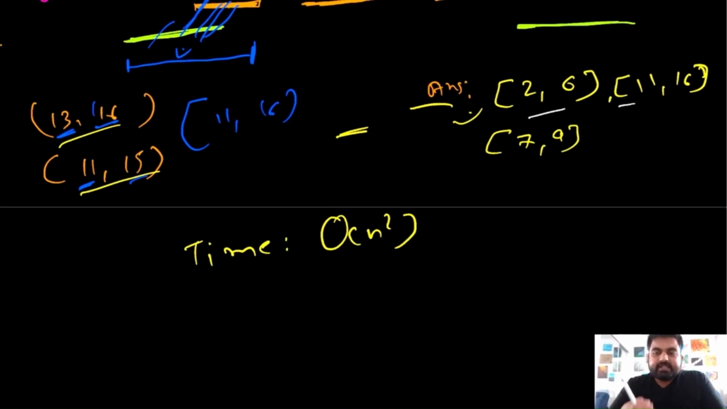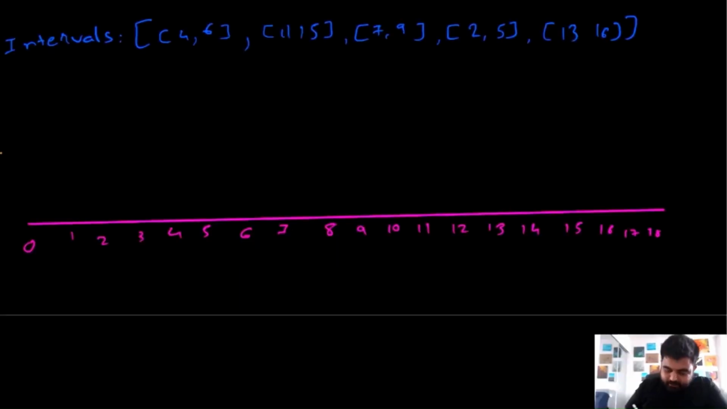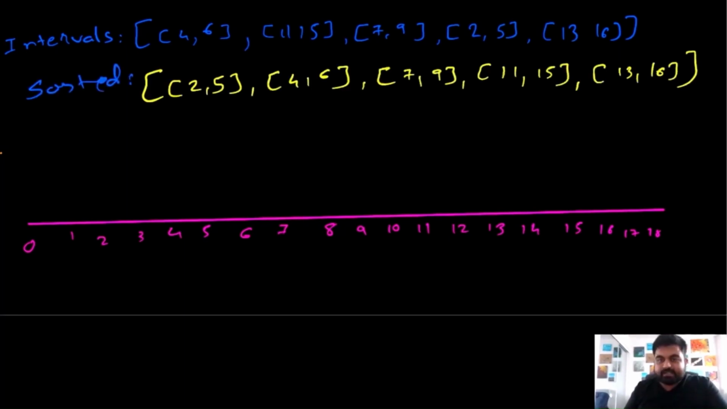The question is, can we do something better over here, and rather than using this n square, can we bring down the time complexity? And the answer is yes. Okay, let's sort this given input. So the sorted result would be, now this is the sorted result.